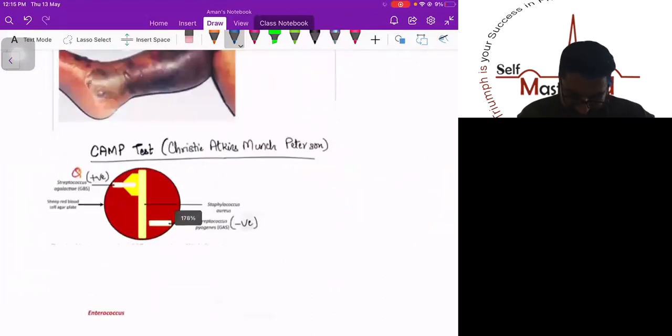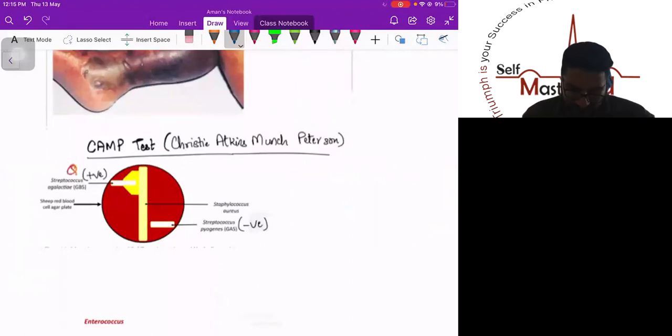Okay, moving ahead. We have a test called the CAMP test. The full form is Christie-Atkins-Munch-Petersen CAMP test. So understand this CAMP test is differentiating Streptococcus pyogenes and Streptococcus agalactiae. Streptococcus pyogenes will be negative and Streptococcus agalactiae will be positive. So we differentiate Streptococcus pyogenes and Streptococcus agalactiae by this test called the CAMP test.